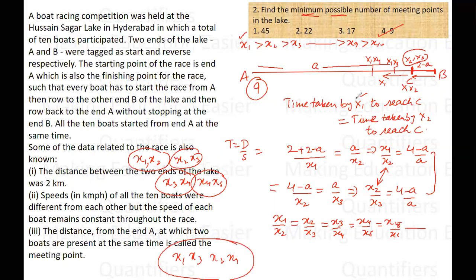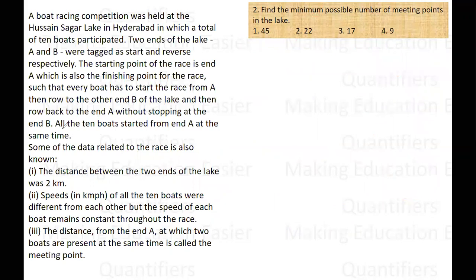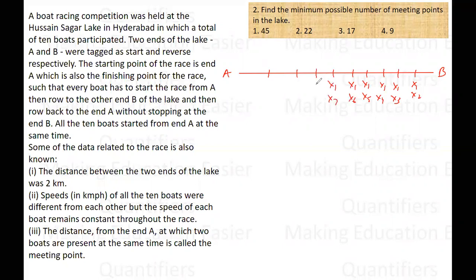One thing is very clear, that 9 points would be there on this line, where the meetings will take place. Here is the point where x1 and x2 will meet. At this point x1 and x3 will meet. At this point x1 and x4 will meet. At this point x1 and x5 will meet. At this point x1 and x6 will meet. Then x1 and x7, x1 and x8, x1 and x9, and x1 and x10.